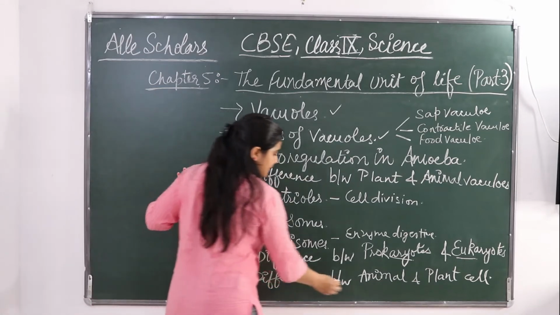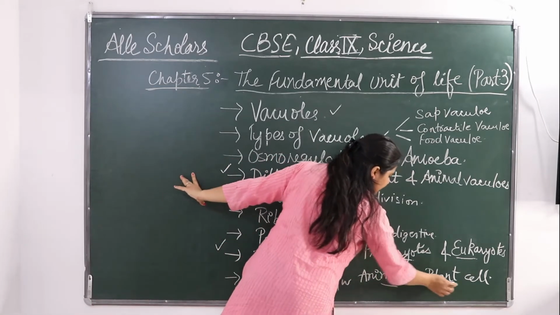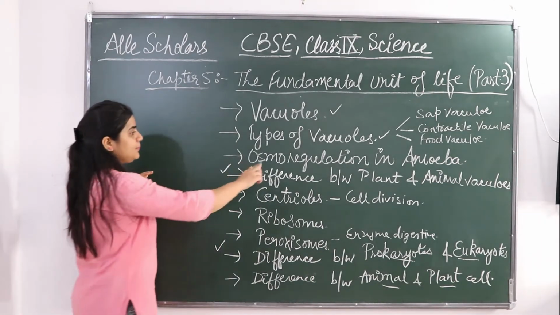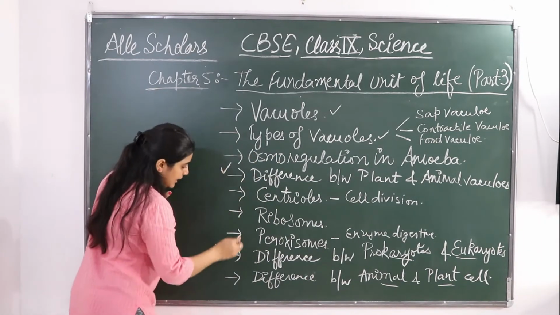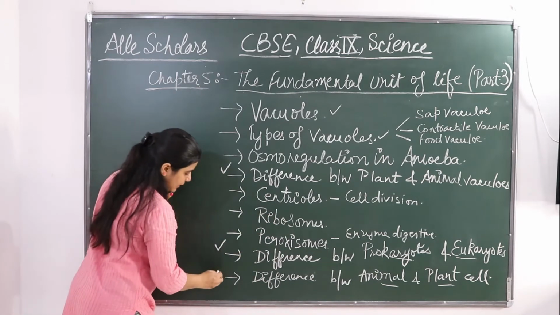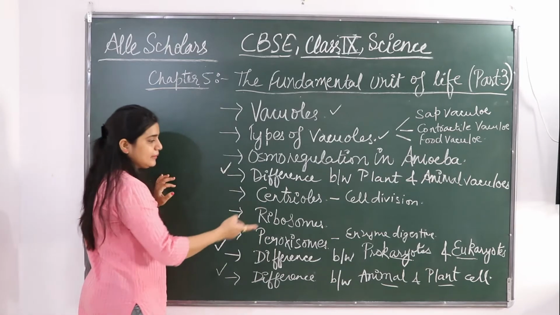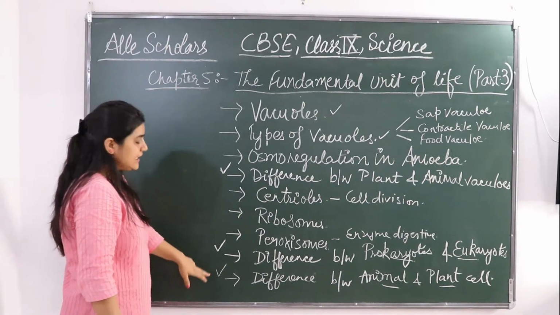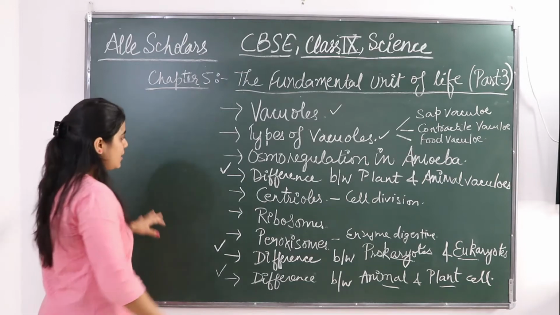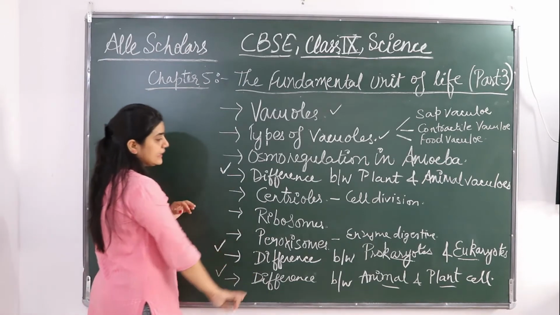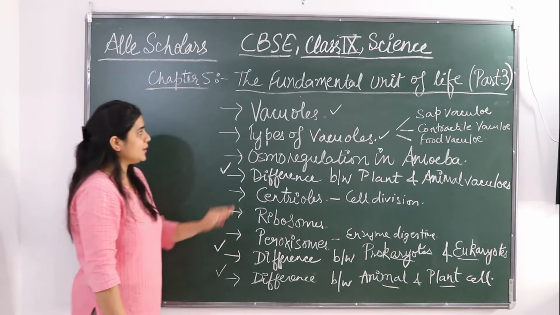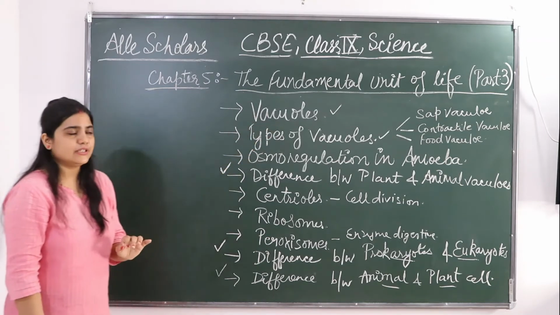And next, the difference between the animal cell and the plant cell. So students, the difference between plant and animal vacuoles, the difference between prokaryotes and eukaryotes, and the difference between animal cell and plant cell. Out of these three, any one is surely asked in your exams. So you must see the differences between them carefully. So we shall be starting with the vacuoles.